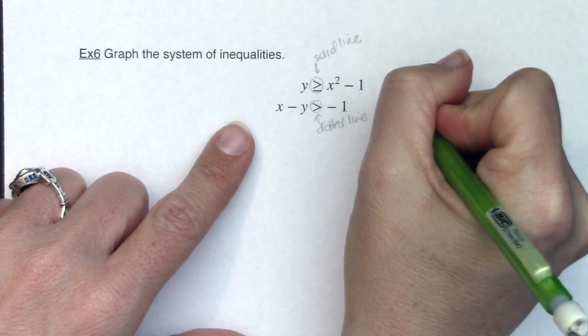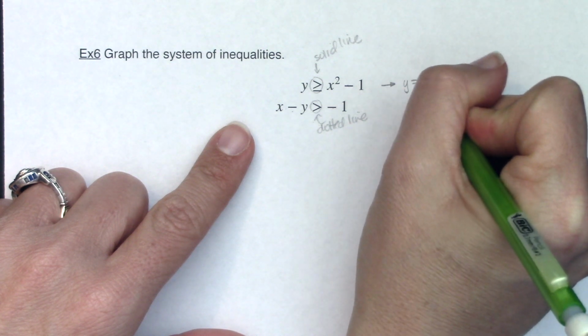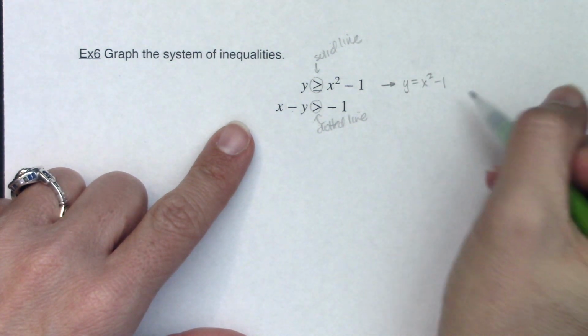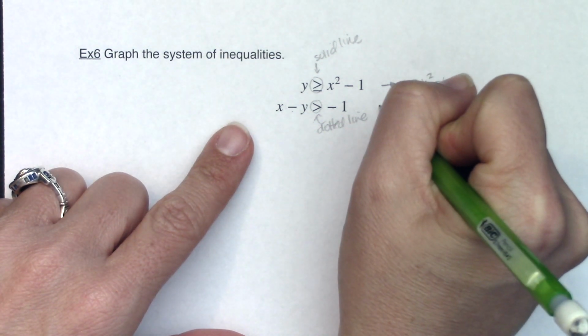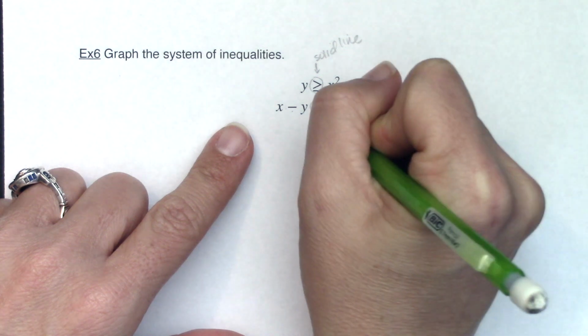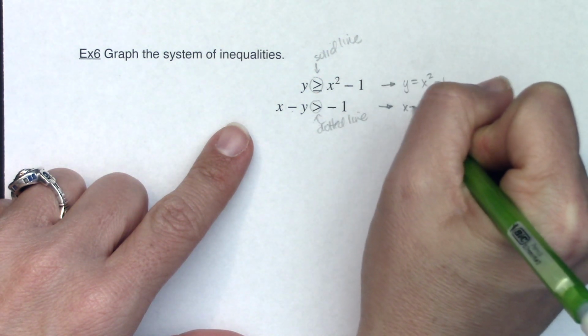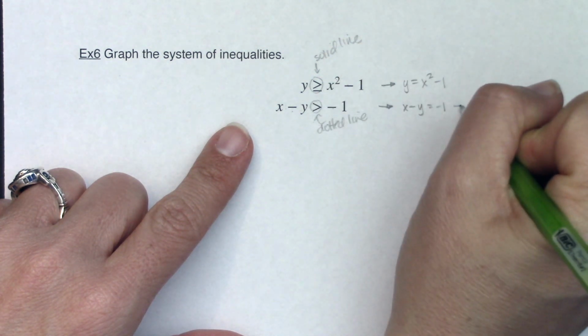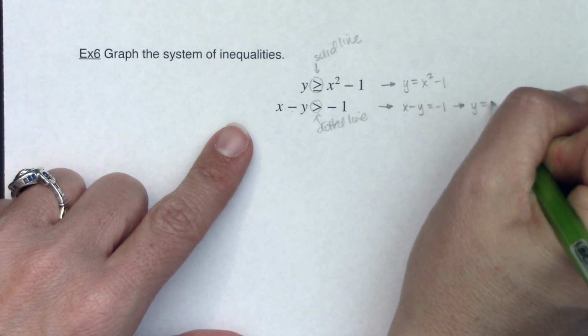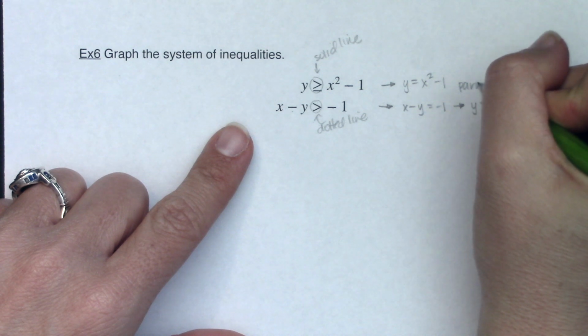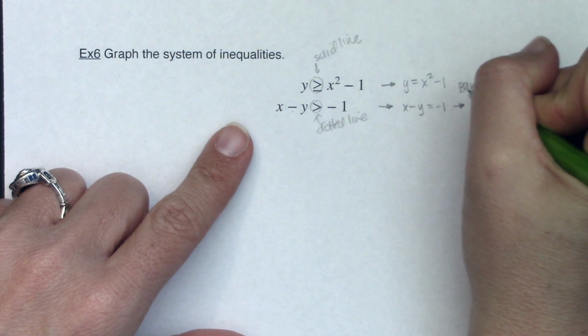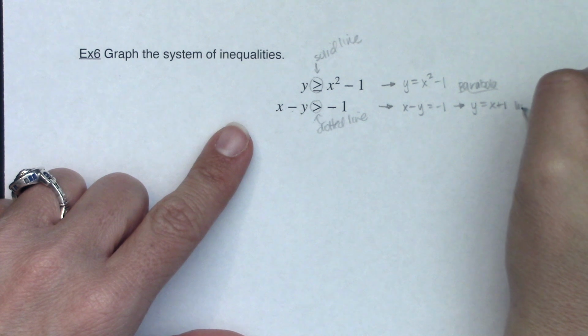All right, so if I think about these as equals, this is y equals x squared minus 1. It's our toolkit function of y equals x squared shifted down 1 unit. If I rewrite this as x minus y equals negative 1, and I solve it for y, I'm going to get y equals x plus 1. So here I have that parabola. Here I have that line.